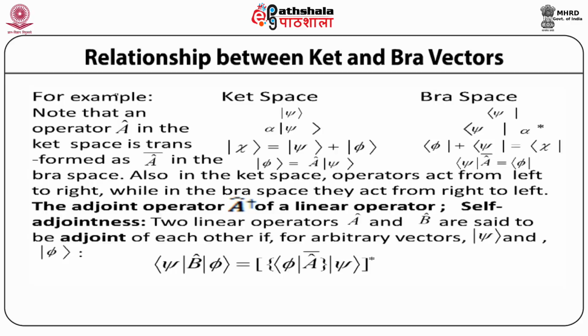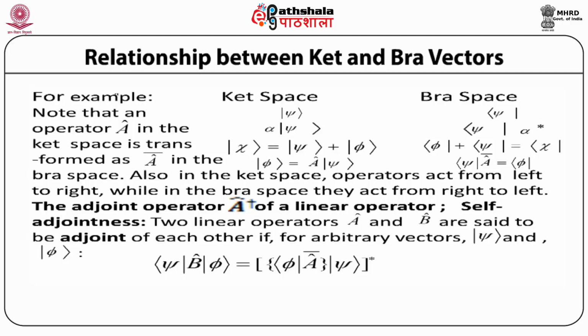Again, if we have an operator A acting on a vector psi such that it defines another vector phi in the ket space, then here the operator acts on the ket vector psi from the left as is shown in the equation, while in the bra space the operator is A bar and it acts on the state vector, that is the bra vector psi, from the right.